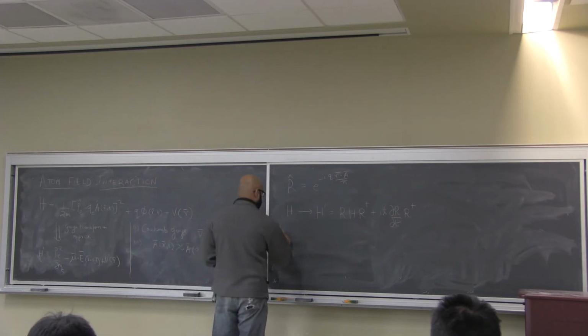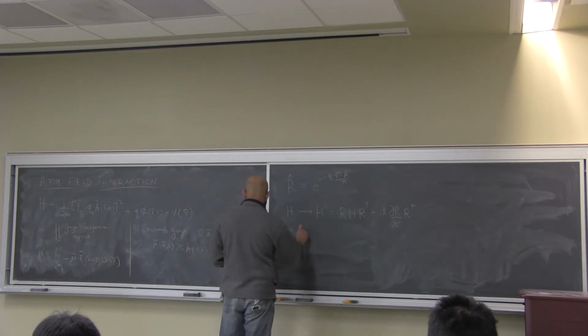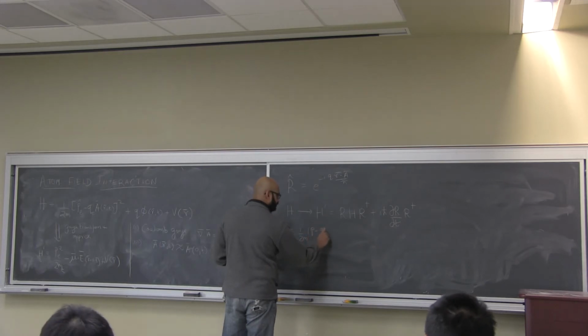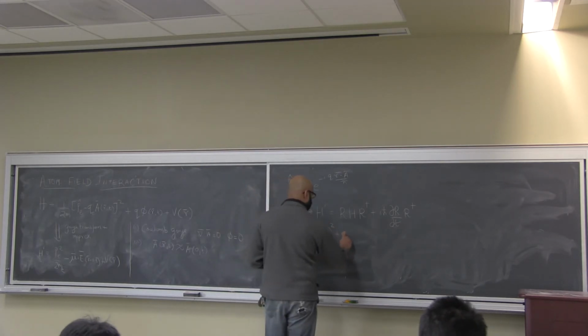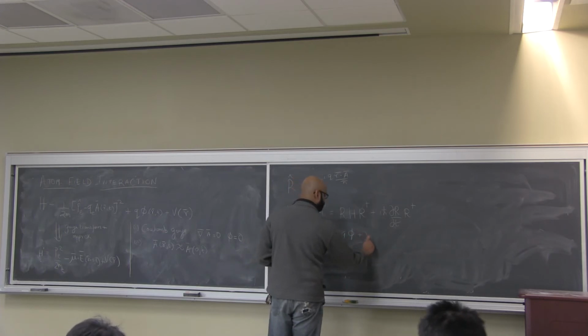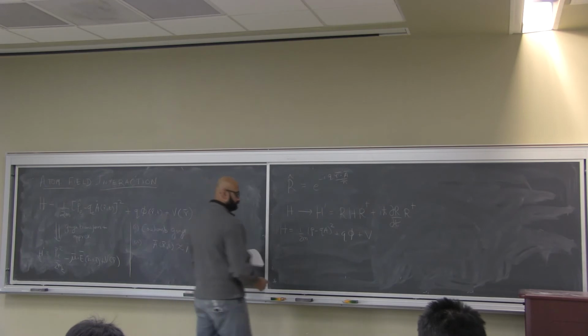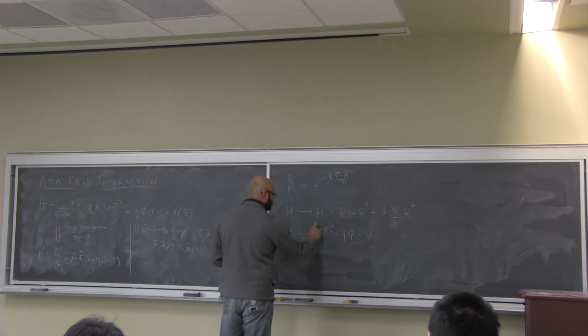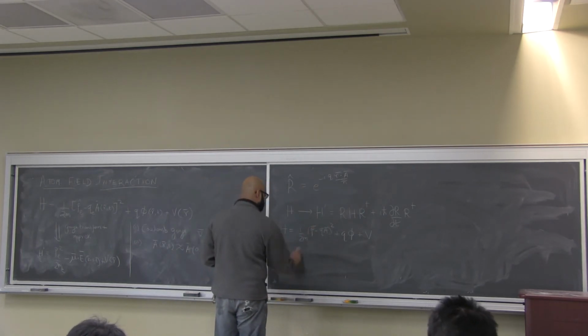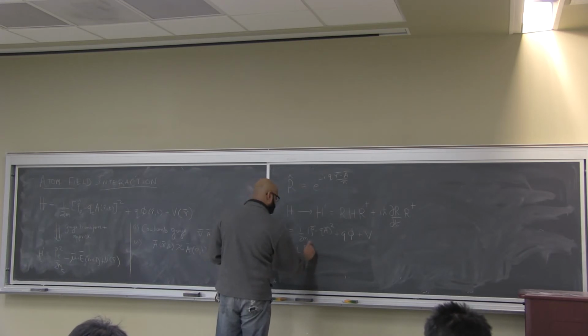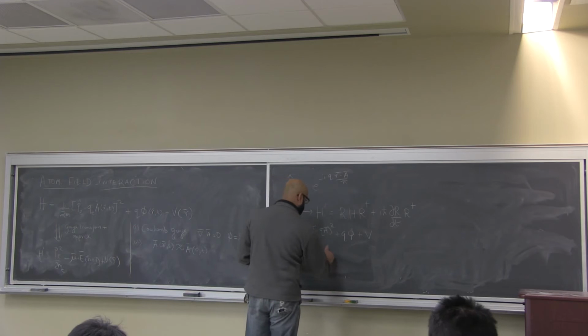So first then, let's write out H, which is 1 over 2m (p minus qA) whole squared plus q phi plus V. And now I'm skipping writing r, t, all that stuff. Basically it's all assumed, which of course if I expand this, there are two terms, or four terms.